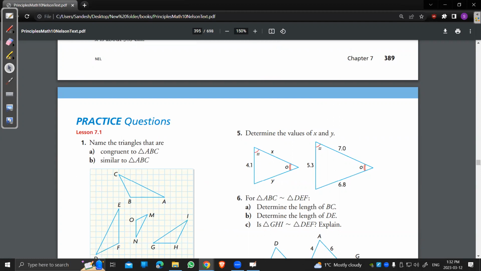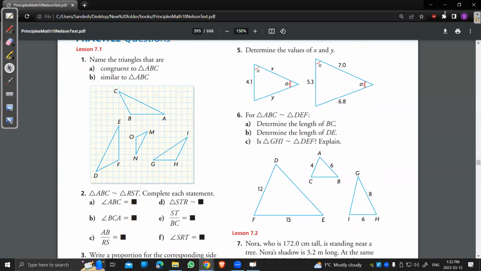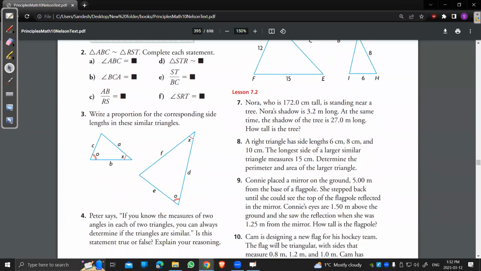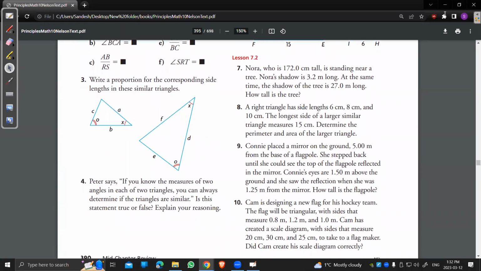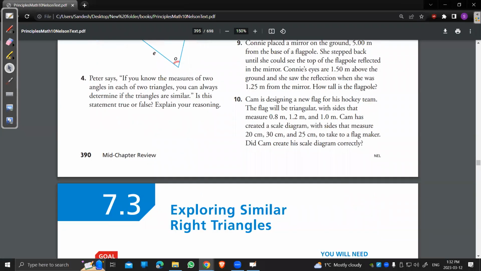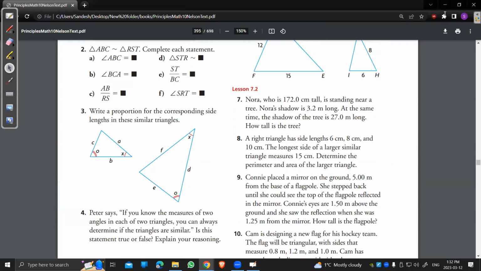Most of these questions are super simple. You just do this over this. That's going to give you the scale factor. And then you're going to divide 7 by k to get x, 6.8 by k to get y. It's pointless, most of these questions. Gonna try and do something that maybe we haven't done.